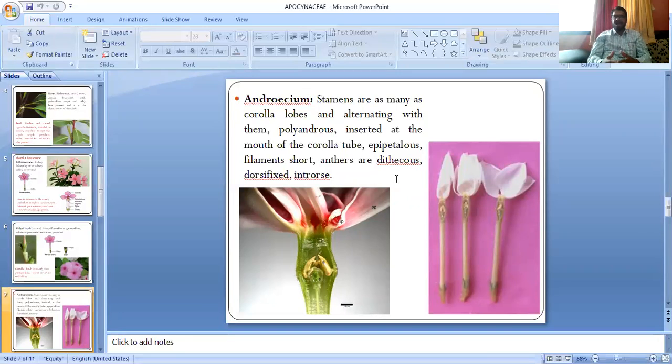Then polyandrous stamens. What are polyandrous stamens? Polyandrous stamens are those where all the stamens are independent.